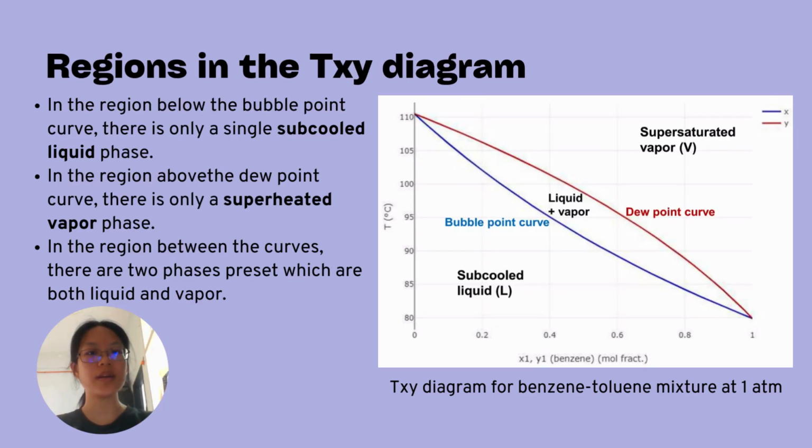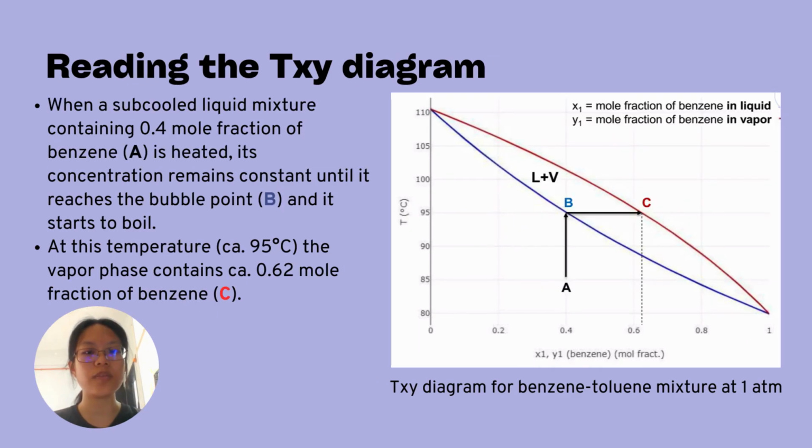Below the bubble point curve, the system exists as a single subcooled liquid phase. Above the dew point curve, the system exists as a single superheated vapor phase. In the region between the two curves, both liquid and vapor phase are present in equilibrium. When a subcooled liquid mixture with a benzene mole fraction of 0.4 is heated, its composition remains constant until it reaches the bubble point, where boiling begins.